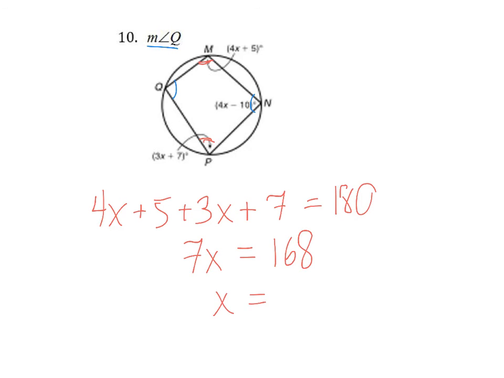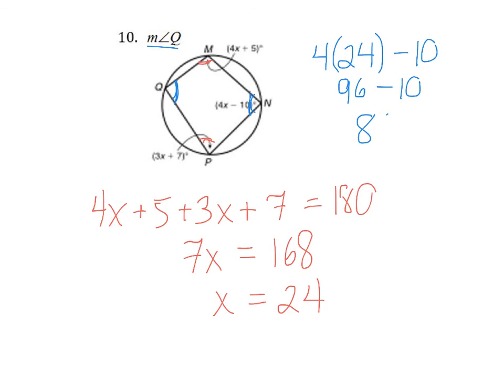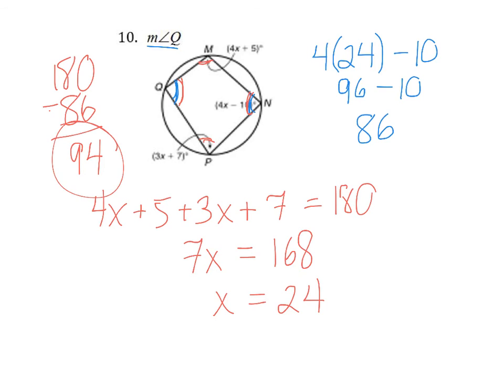168, x is 24. Now, what they're actually asking for is Q, but before I get to angle Q, I want to focus on angle N. Well, I just solved for x. I know x is now 24. So I'm going to plug that into angle N, which is going to give me 96 minus 10, which gives me 86. Now, as I said, I know that these two angles are going to add up to 180, so the last thing I'm going to do is 180 minus that 86, which leaves me with 94 for angle Q.